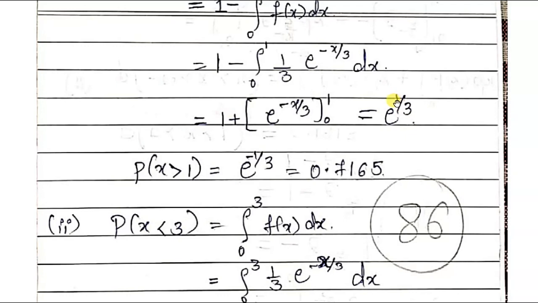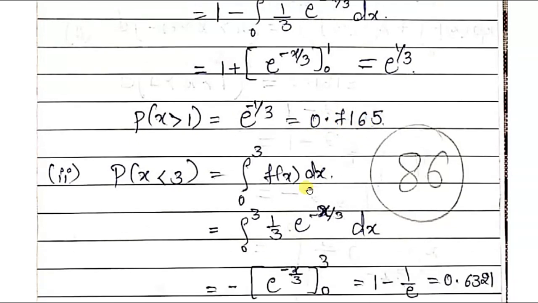Actually, some mistake has happened here. Please consider it as e power minus 1 by 3. Here it is written e to the power of minus 1 by 3. And the value of e to the power of minus 1 by 3, by using a calculator, you can get this value, that is 0.7165.